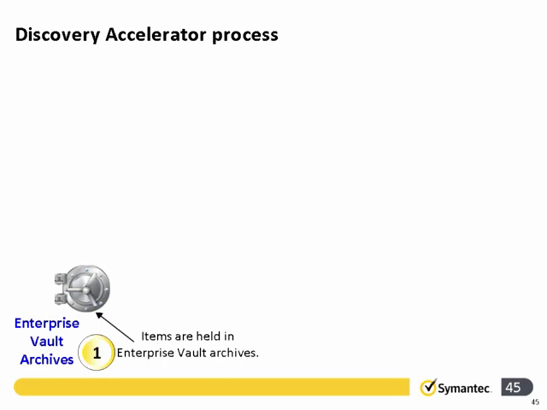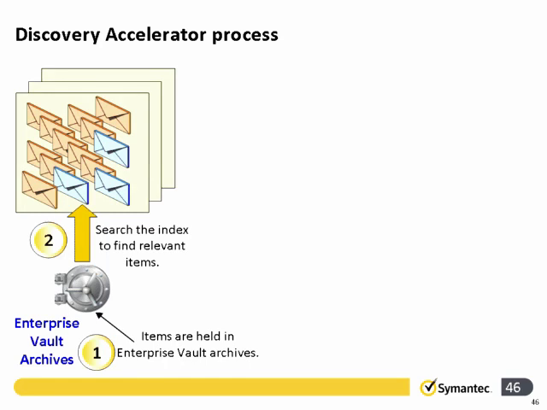And Discovery Accelerator can also go through and search file system archives or SharePoint archives. Basically, anything that has been archived can be searched by Discovery Accelerator as long as it's been indexed. So therefore, I'll search the indexes to find the items relevant to the search, and we will take a quick peek at a Discovery Accelerator search page.